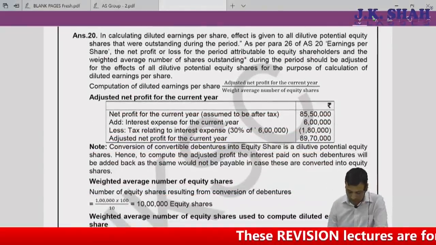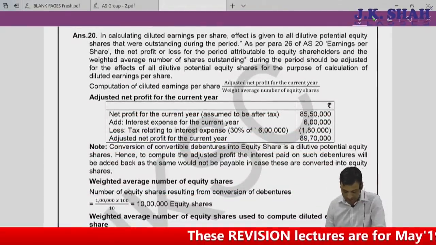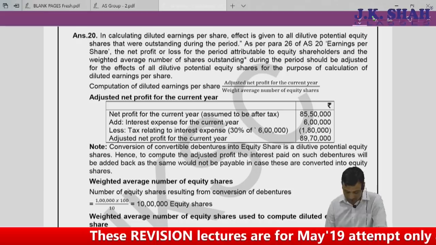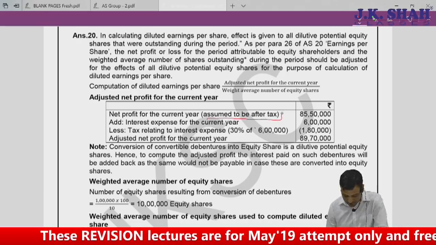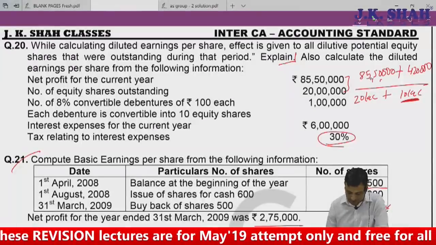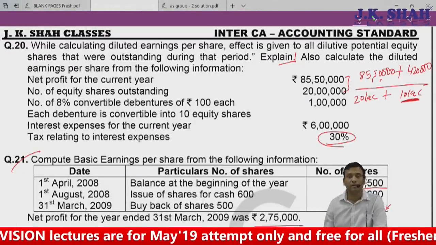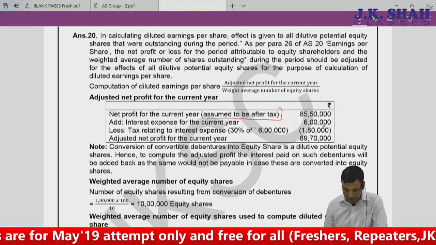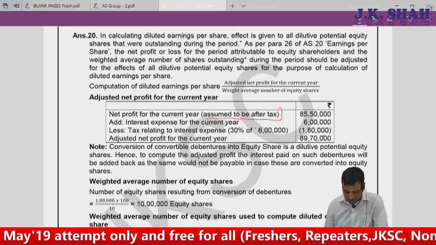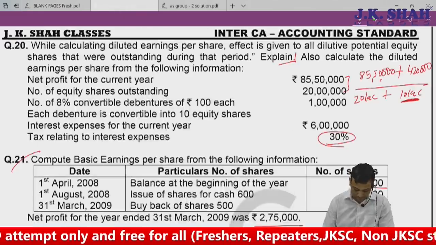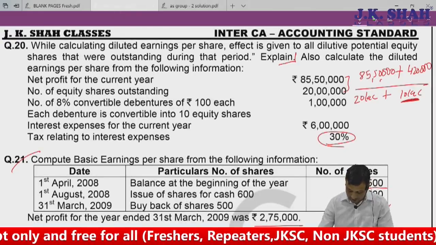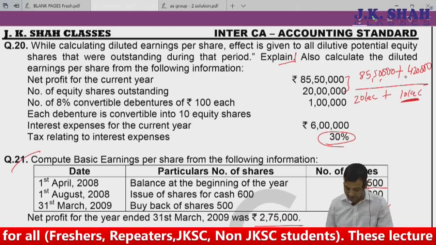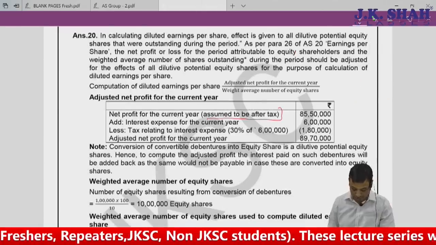First 8580. Yeah, so they have assumed it to be after tax. The assumption I made here was 8580 is always after tax. They have taken it as after tax 8580, so they added back 6 lakhs, tax relating to interest 180, adjusted net profit is 8970. Yeah, so 8550 plus 4,20,000, nothing but 8970. This is our 8970. Don't get worried about the solution which is given by ICAI.